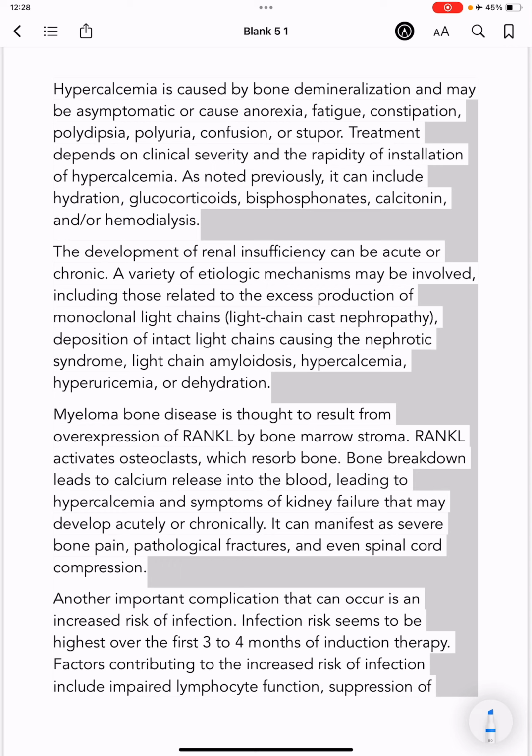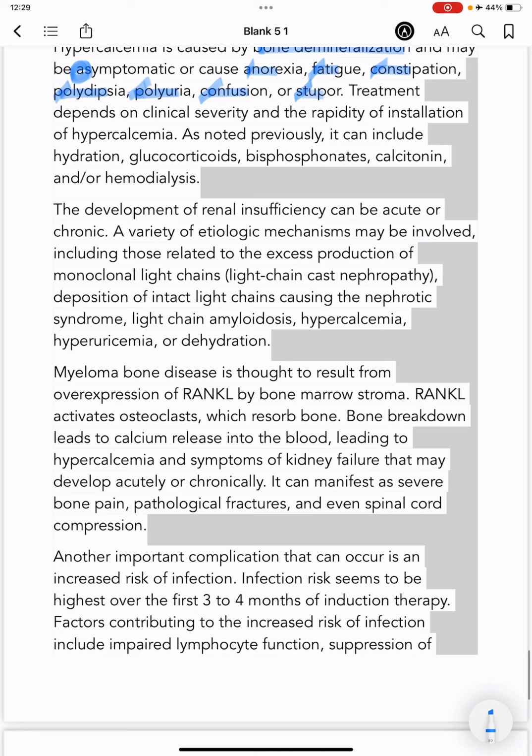If we take hypercalcemia, why does it occur? This is because of bone demineralization. What are the symptoms? Hypercalcemia could be asymptomatic, or it can cause anorexia, fatigue, constipation, polydipsia, polyuria, confusion and stupor. What are the treatment options for hypercalcemia?